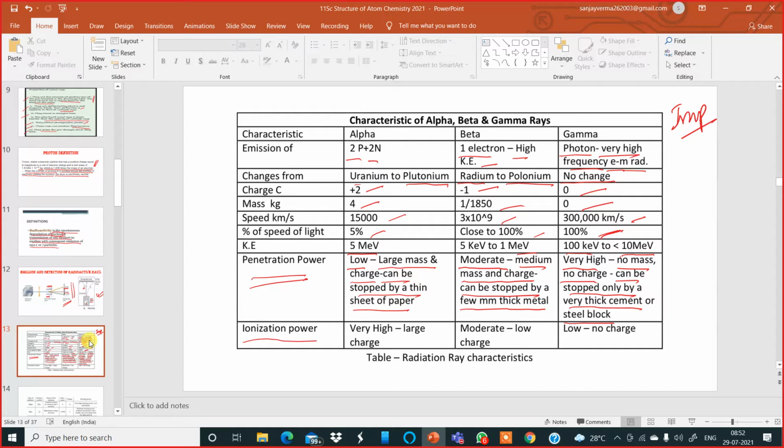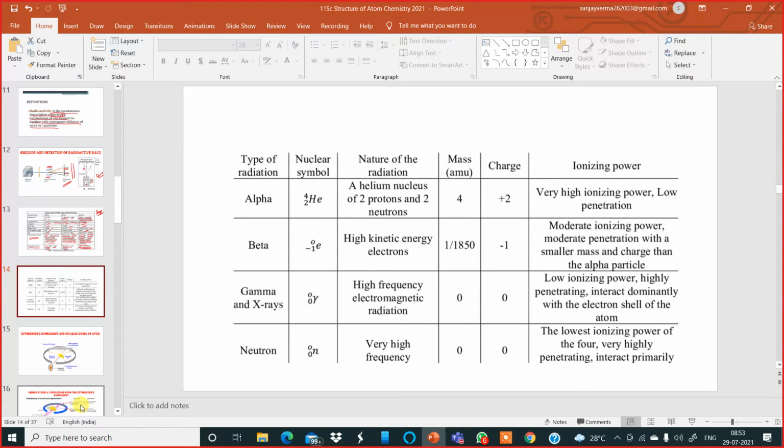Now, the ionization power, the ability to produce ions. For alpha particles, the ionizing power is very high because of the low speed and low penetrating power, with a very high, large charge. Beta is moderate, with low charge. Gamma has no charge, and its penetrating or ionizing power is absolutely negligible. So this chart is important for you all to learn relatively, because your questions can be asked from anywhere. Now moving to one more similar chart, which will make your idea very clear.